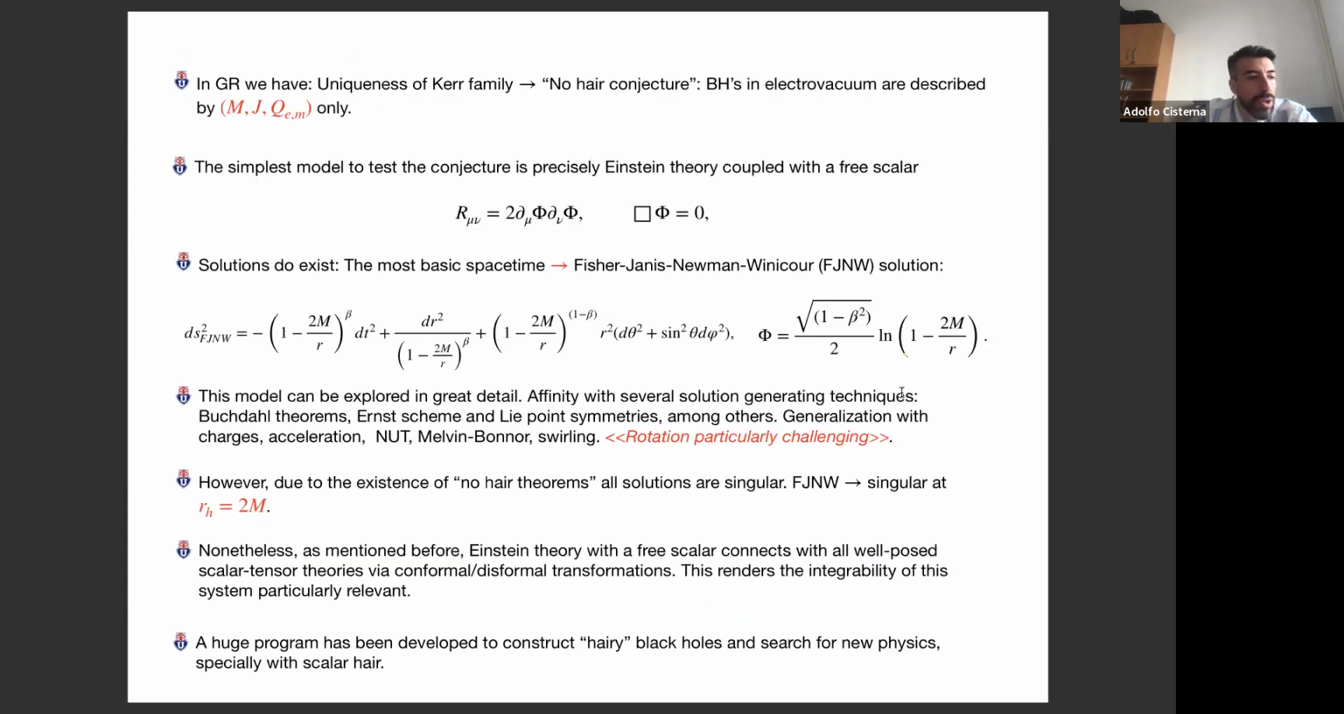So, okay, but what do we know about this very simple sector? What do we know about solutions in Einstein gravity supplemented with a minimally coupled scalar field? First of all, we know a no-go restriction, which is the no-hair theorem. So we know that the Kerr family, the Kerr-Newman family actually, has been proven to be unique, and that this inspired the no-hair conjecture that says that black holes in electrovacuum are described only by a restricted set of quantities, which are the mass of the black hole, the angular momentum, and the electromagnetic charges.